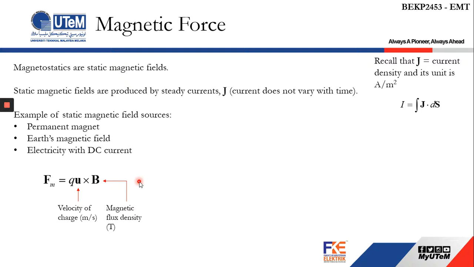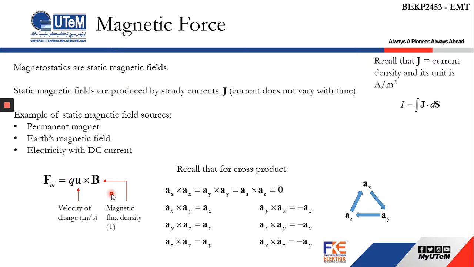So this is a cross product, U cross B, and you need to recall from vector calculus this relationship here. If we cross product the same direction, we will get 0. And if we cross product different directions, we will get the following equations here. So for example, if we have AX cross AY, we are going to get AZ, and so on.